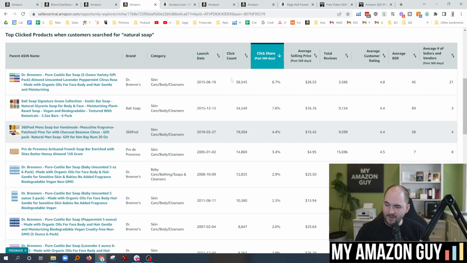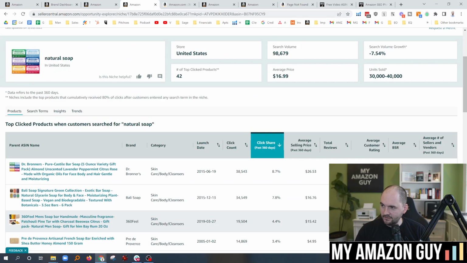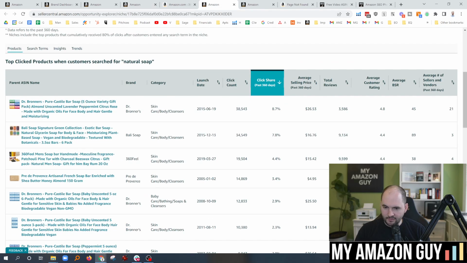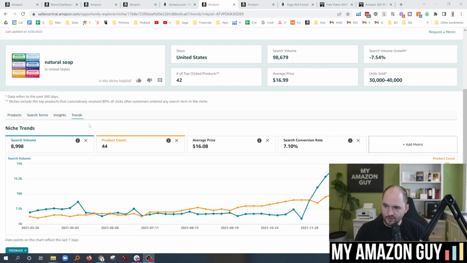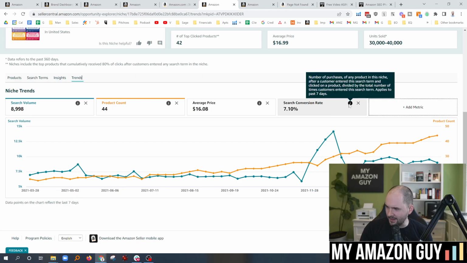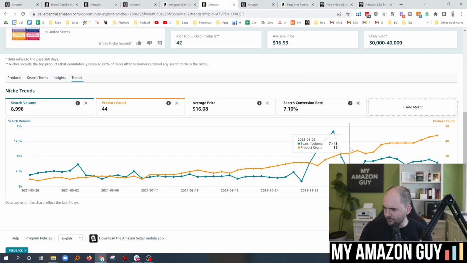This is the first time Amazon has given public information on clicks, click share, conversion rates, and a lot of other good information. So kind of playing around with this a little bit more. There's also the ability to look at the insights and the trends. So here's the niche trend: number of products, average selling price, search volume, search conversion rate, which is a little bit on the lower side at 7%. So a good conversion rate can be anywhere from 8 to 12.